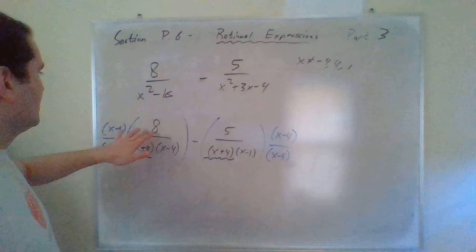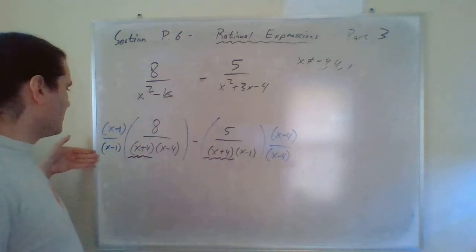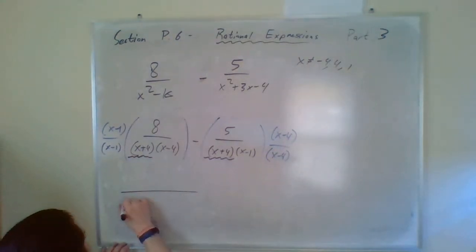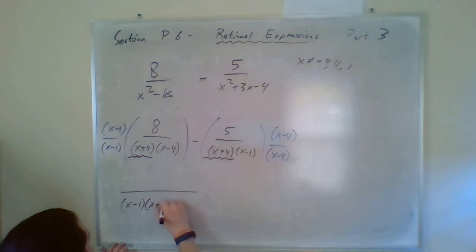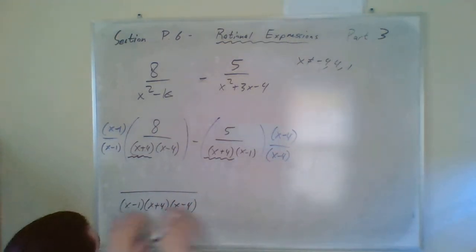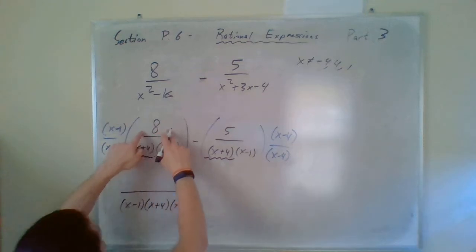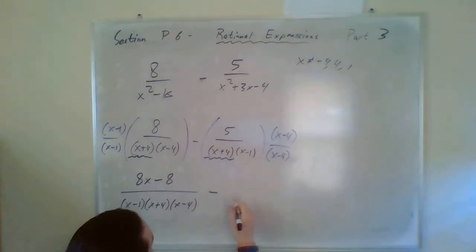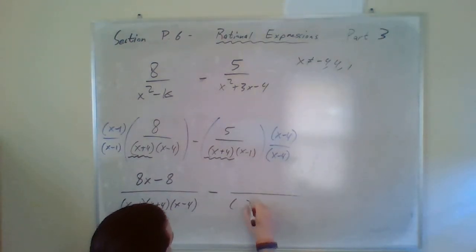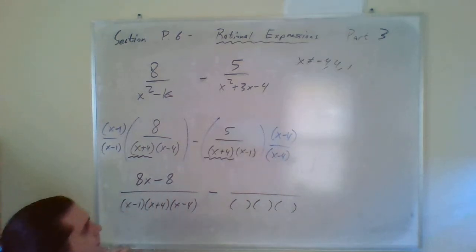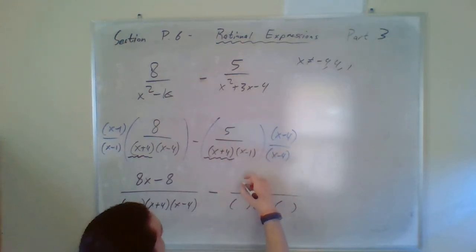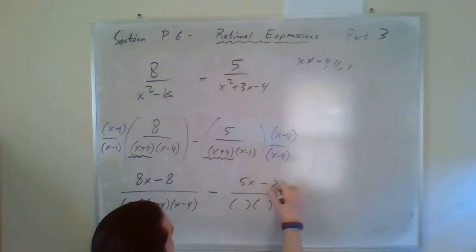So I'm going to leave the bottom of this unfactored. So the bottom is going to be x minus 1, x plus 4, and x minus 4. I'm just going to leave it like that. This piece on top is going to be 8x minus 8 minus, this has the same denominator. Don't need to worry about that. This is just my shorthand. I'm not going to write all this again. We know it's the same. We made it the same. So we're going to subtract 5x minus 20.